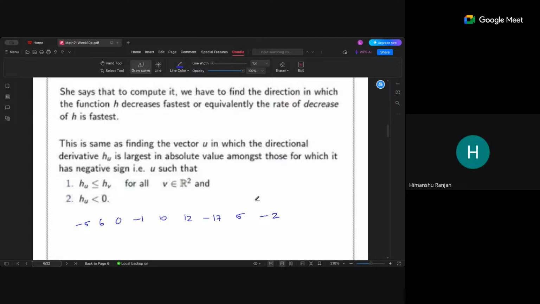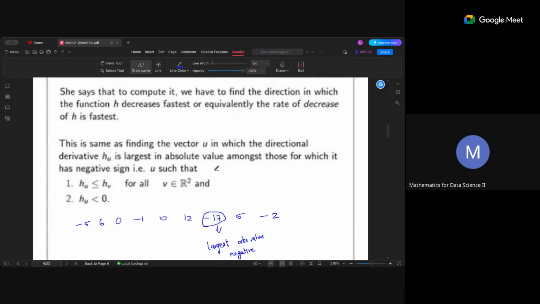Minus 7? Just look at this carefully. Which number is having the largest absolute value? Minus 17. So you see that this 17 is the one which is having the largest absolute value, right? And it is negative, right? So what is that you need to do?